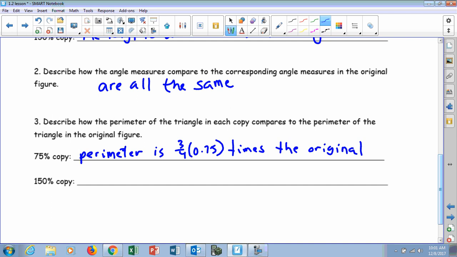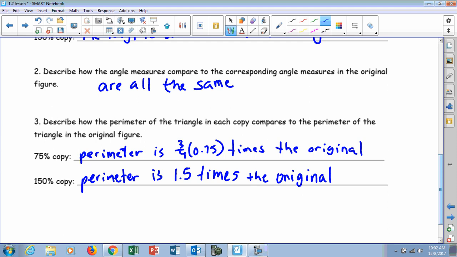And then in a 150% copy, obviously the perimeter would be what? If this was 3/4 times smaller, what's the perimeter in the 150% copy? 1.5 times the original. So it's kind of halfway between doubling it and the original size, right? 1.5, because doubling it's 2, right? We did that yesterday with the drawing.